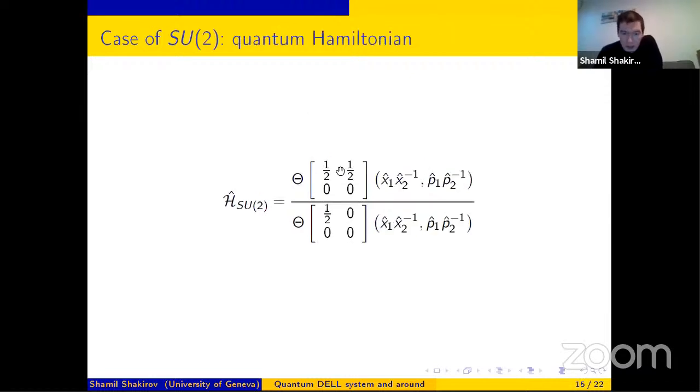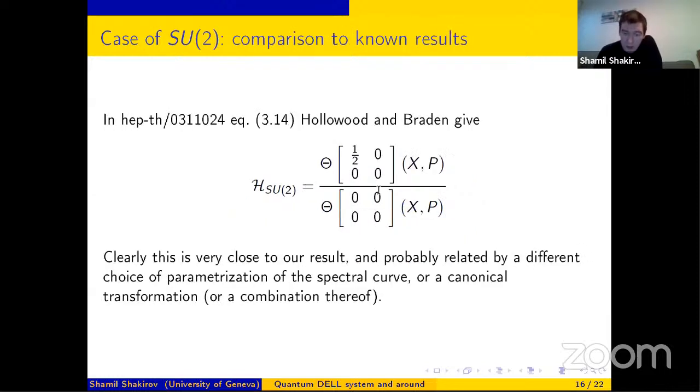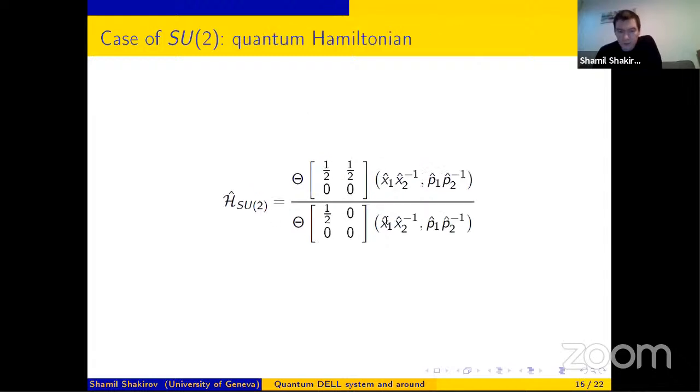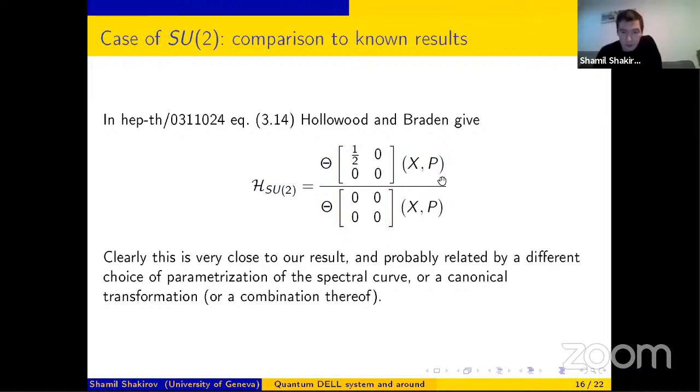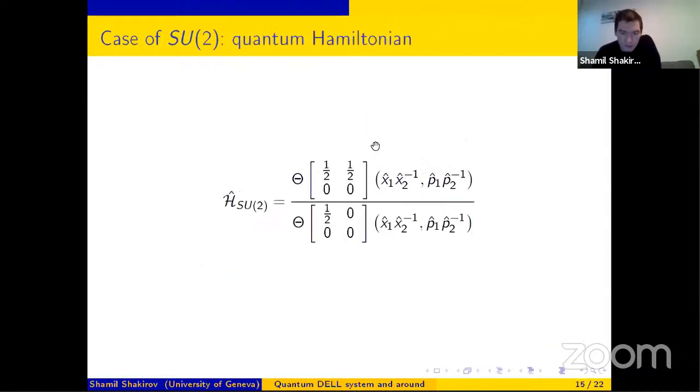So the only distinction is that the characteristics are slightly different for our result and their result. But I think this is not an issue at all because it's probably a different parameterization, a different choice of parameterization of the spectral curve. Or in the worst case, there might be some canonical transformation, but even this, I don't know. But the relation has to be very close.